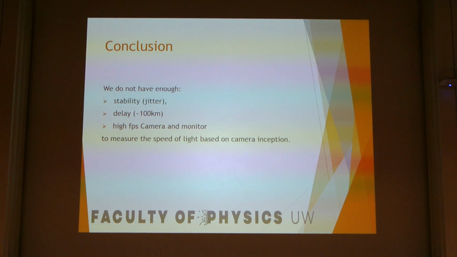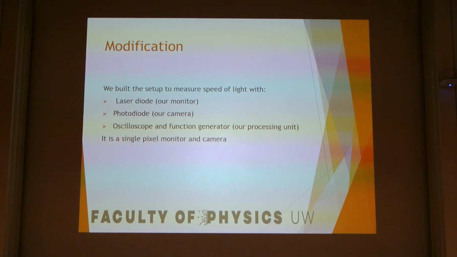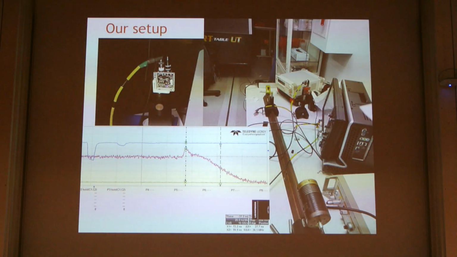So we decided, like the previous presenter, to also create a single pixel camera and monitor. We use a pulse laser diode, a photodiode, and we use an oscilloscope and function generator as our processing unit. And this is our setup. On the right you can see the scope, on the lower right you can see the laser, and far in the laboratory, because we used free space propagation, as it was a bit more similar to a normal camera, is a photodiode, displayed on the left. And on the lower left corner you can see the signal from the scope. We have the signal sent from the function generator to the laser, and the response from the photodiode.